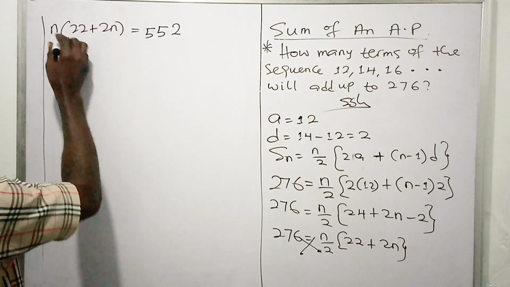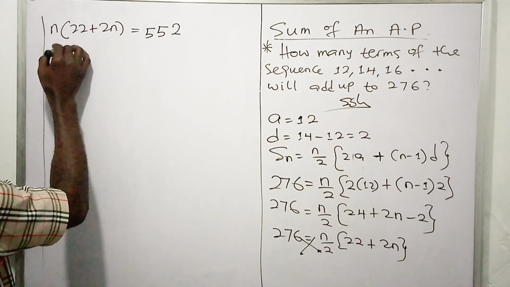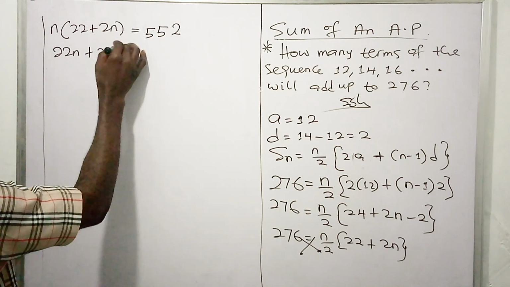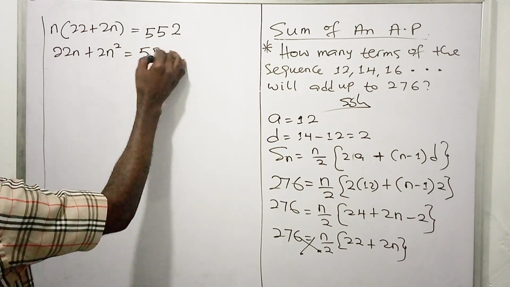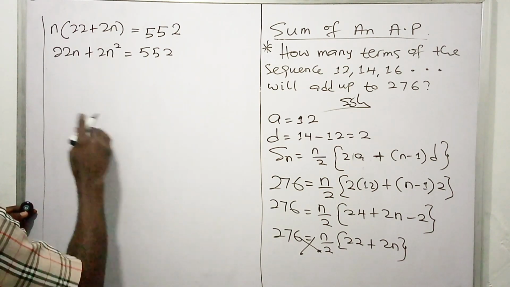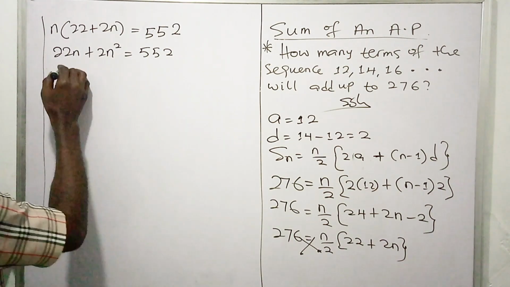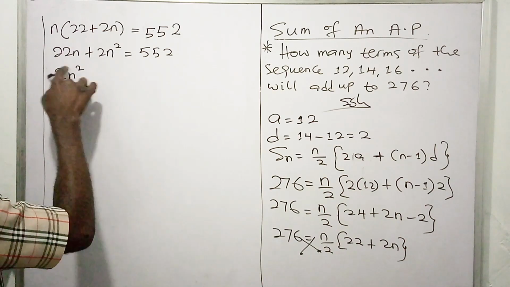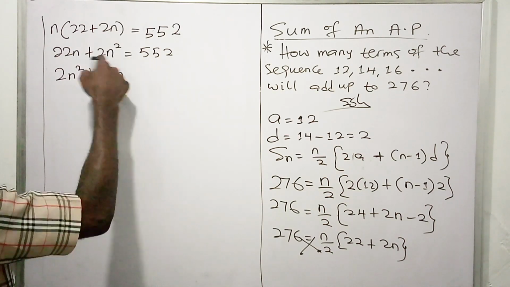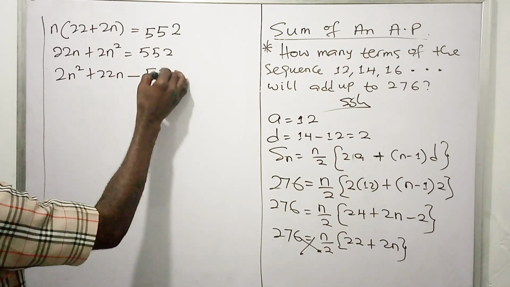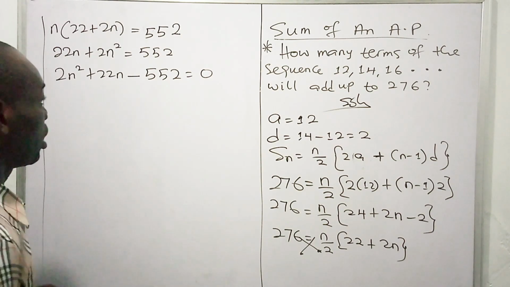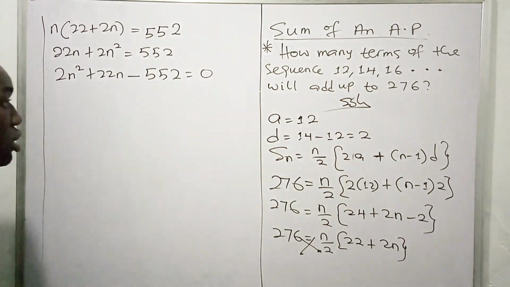Then if we remove brackets here, n times this will give us 22n, n times this will give us 2n squared, and here we have 552. Now putting this in the right perspective to come out in the form of a quadratic, that will give us 2n squared plus 22n. Then if we move the 552 to the left hand side, it becomes negative 552, and we equate that to 0. So this has come out as a quadratic equation.